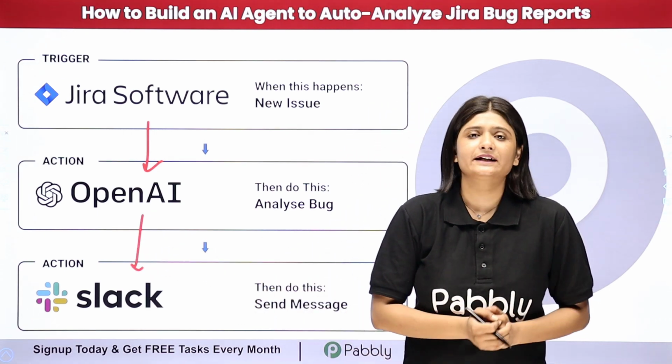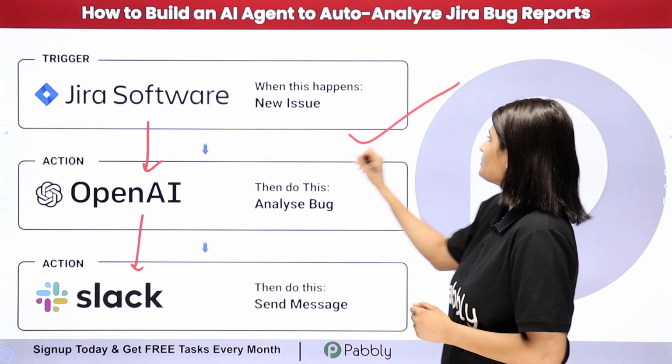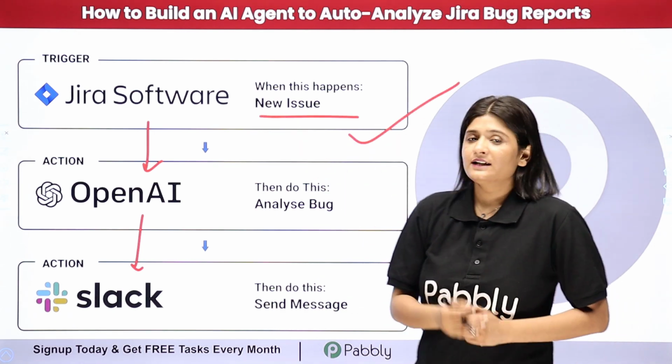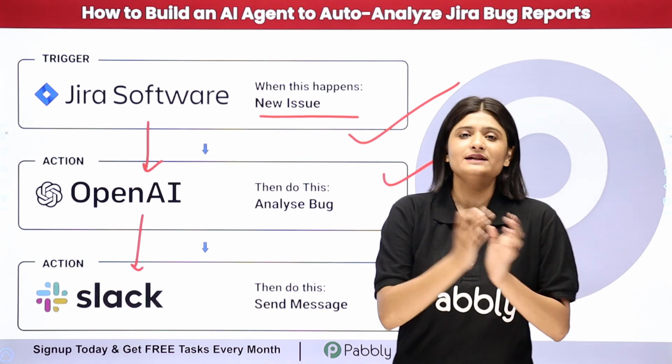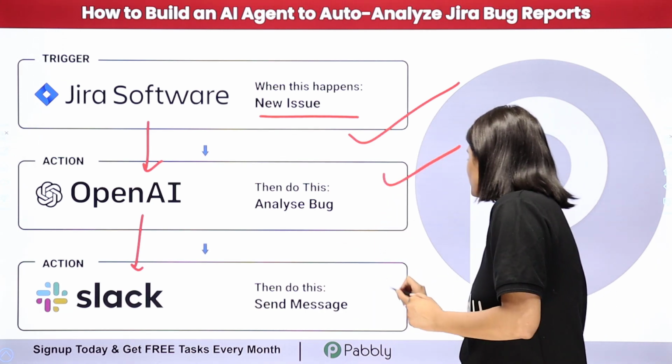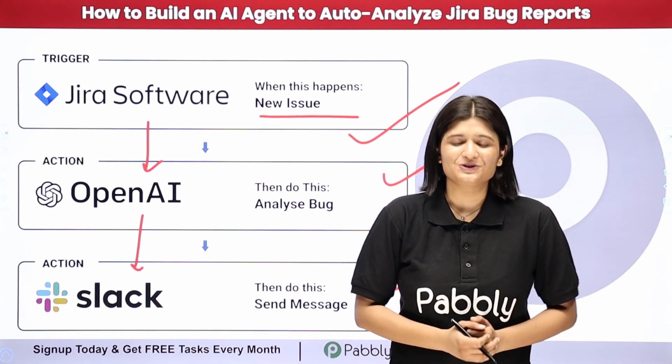With the help of Pabbly Connect, I am going to build this connection in such a way that whenever there is a new issue in this Jira software, this bug should be automatically analyzed with the help of OpenAI, and the message should be automatically sent to my team on Slack. Now if you want to learn the step-by-step process, then let me take you all to my screen.